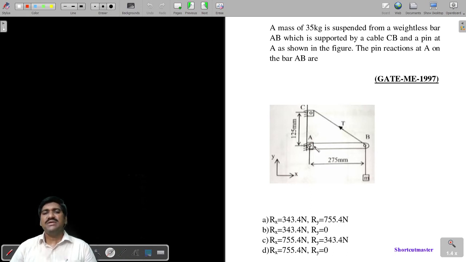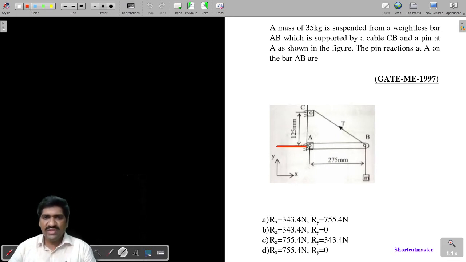Very simple. If you want to determine the reactions, first of all we have to isolate the body from the surroundings, place the reaction forces, apply the equations of equilibrium, and then get the answer. So remove this pin connection, cut the string and isolate this body AB. First of all, draw the free body diagram here.